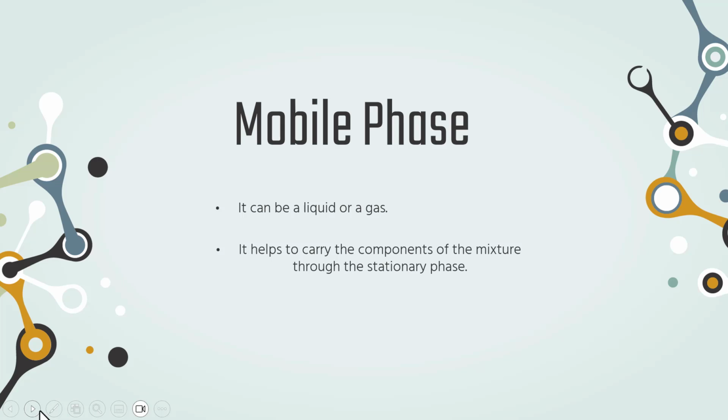Mobile phase. Think of this as the fluid that moves. It can be a liquid or a gas. Imagine you have a stream of water. This is our mobile phase, carrying leaves which represent the components of our mixture.